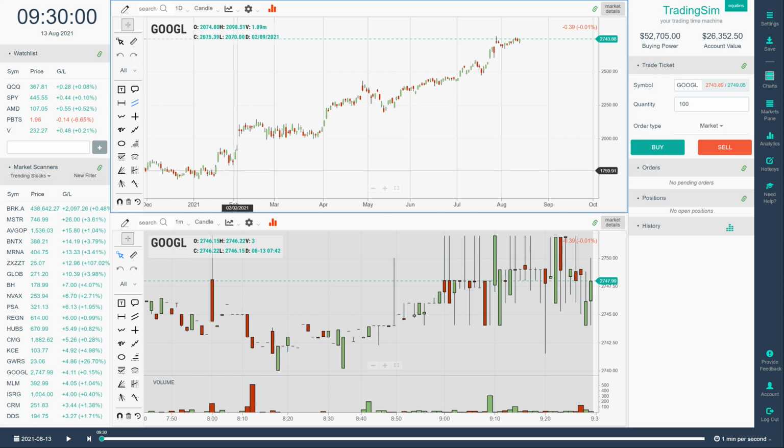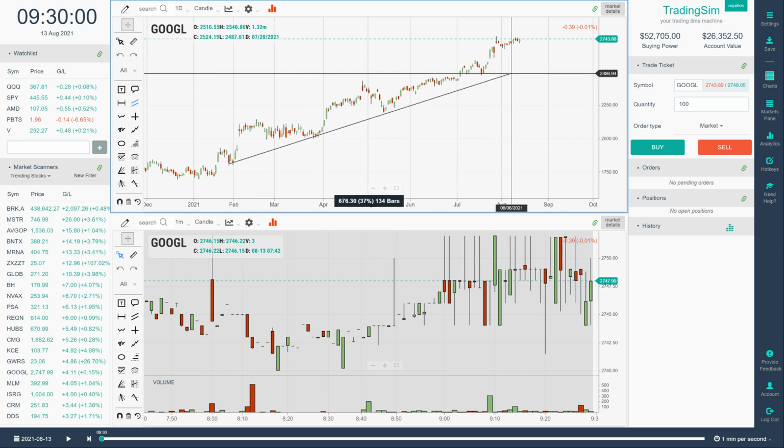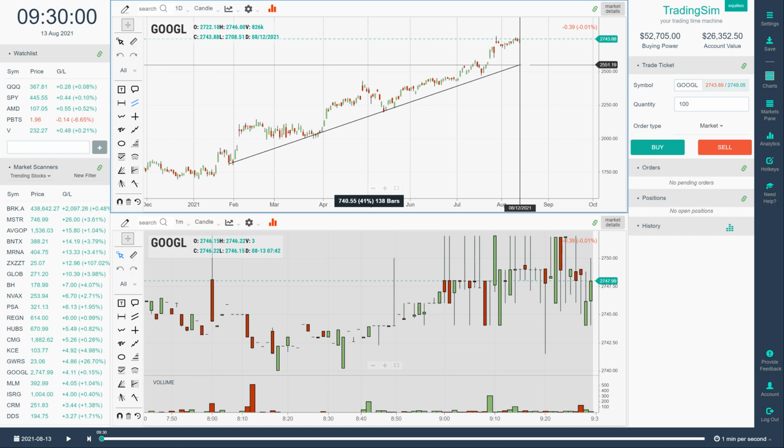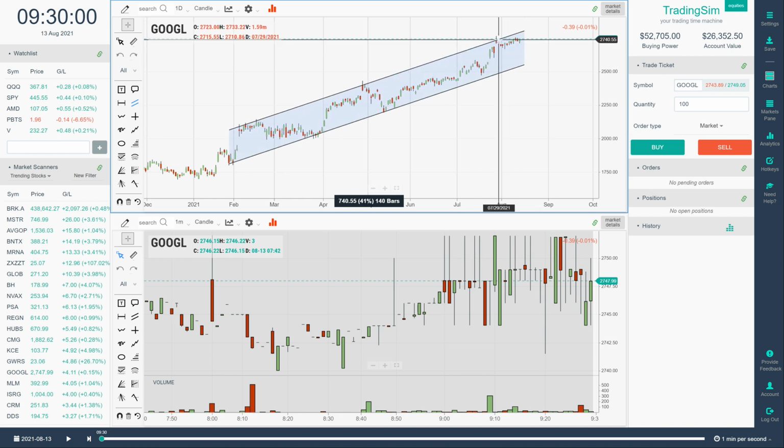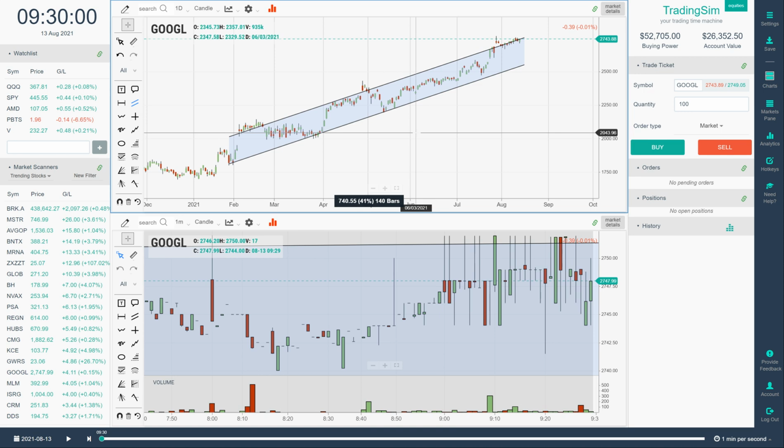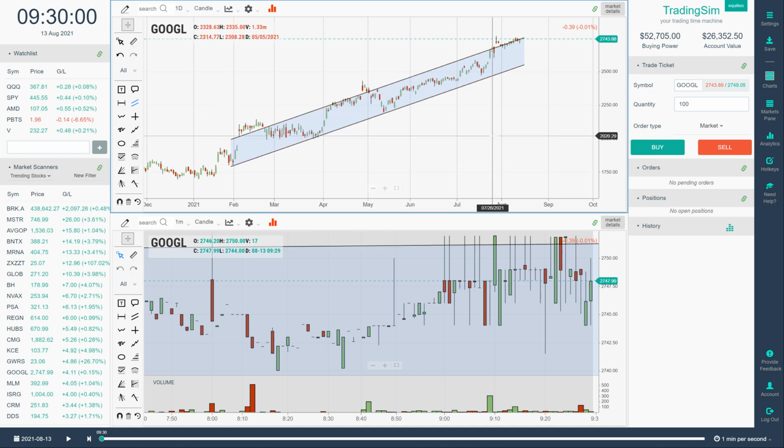And what we notice here with Google is that we've got a pretty decent uptrend here. If we draw our cute little channel there, it indicates that when we come down and touch the bottom of this channel, we have been finding considerable support for the longer term trend.